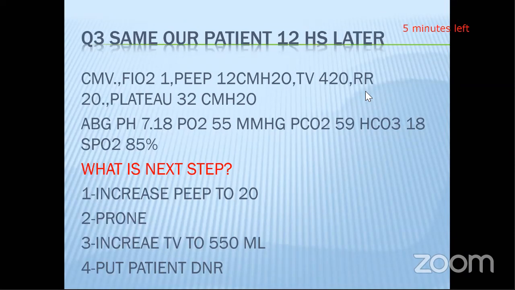So increasing PEEP to 20 may improve oxygenation, but the issue is that increasing more PEEP will compromise the hemodynamics, and compromising the hemodynamics will compromise the perfusion. The patient will have ventilation perfusion mismatch, more shunt and more hypoxemia. Again, if you increase your PEEP, your plateau pressure will increase, and of course our target in conventional mechanical ventilation is to keep your plateau pressure less than 32.